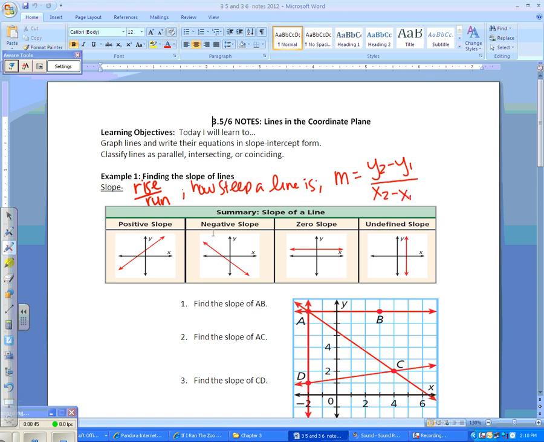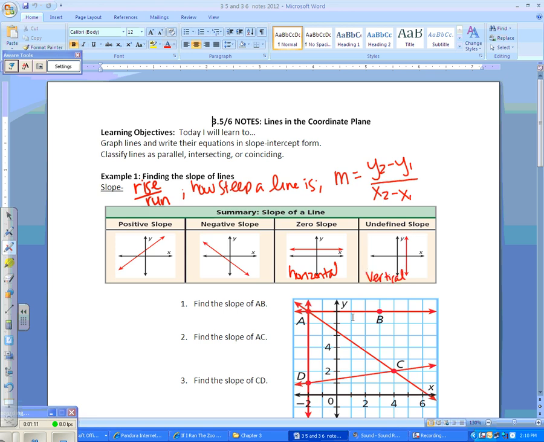Okay, so here are some pictures of what slopes look like. Positive slope is rising, a negative slope falls. You read it just like you read most languages, left to right. So it's rising as you read left to right, it's falling as you read left to right. A zero slope is one that is horizontal. A horizontal line always has a zero slope, and an undefined slope is a vertical line.